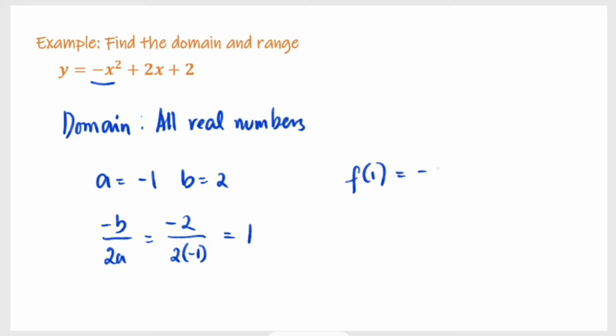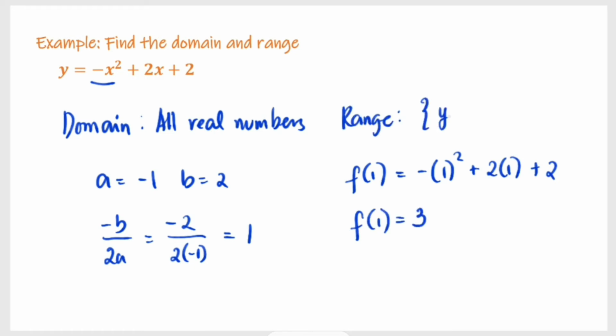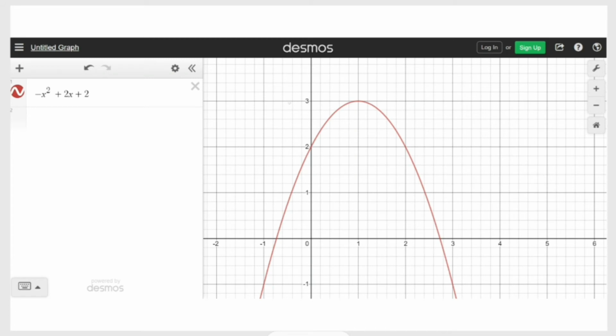And solving for f of 1, we have f of 1 is equal to 3. Therefore, the range would be all values of y such that y is less than or equal to 3. Let's check the graph to verify our answer.